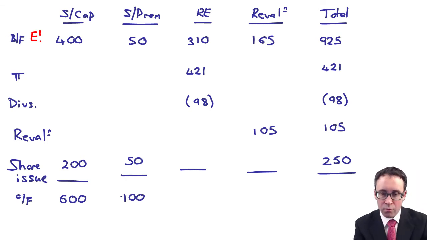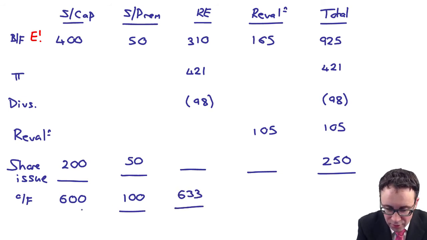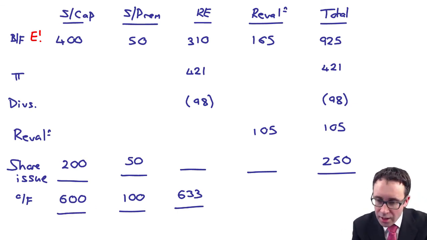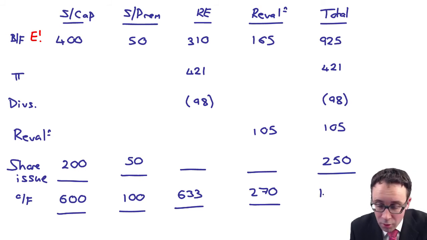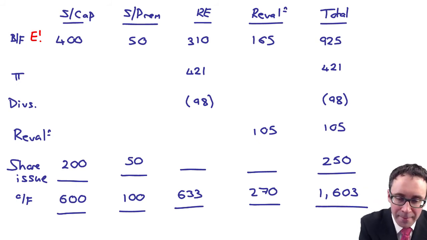So 600, 100. Get your calculator out, check. I think I've got it scribbled down, but I can't read it properly. Is that 633? I'm sure you'll tell me on the forum if I'm wrong. You've then got the revaluation of 270, and then hopefully it adds across, it adds down. Is it 1603? Okay. Again, bits and pieces.